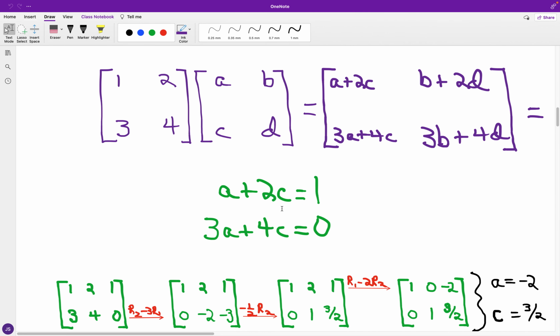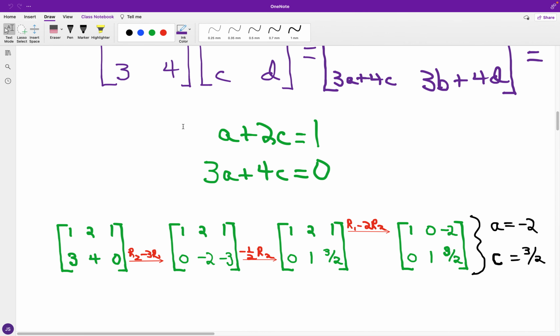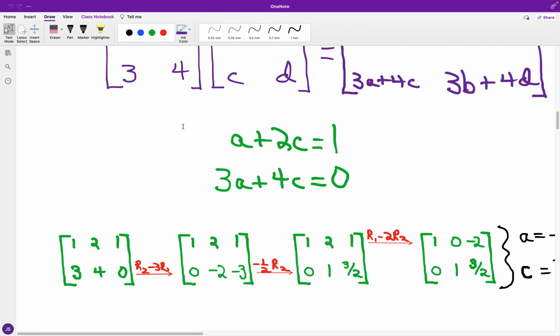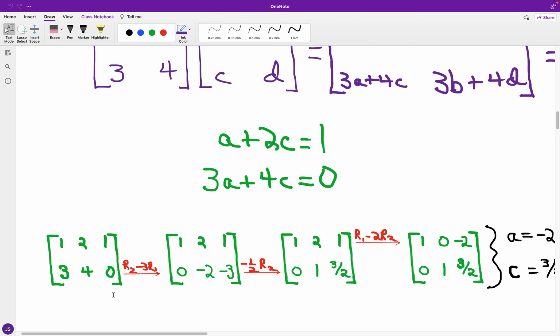If I take the augmented matrix from this system, I have 1, 2, 1, 3, 4, 0. Following through to get to the reduced row echelon form, with the second row converting the 3 to 0, I'm going to take R2 minus 3 times the first row elements. So I'm going to have 0, negative 2, and negative 3.